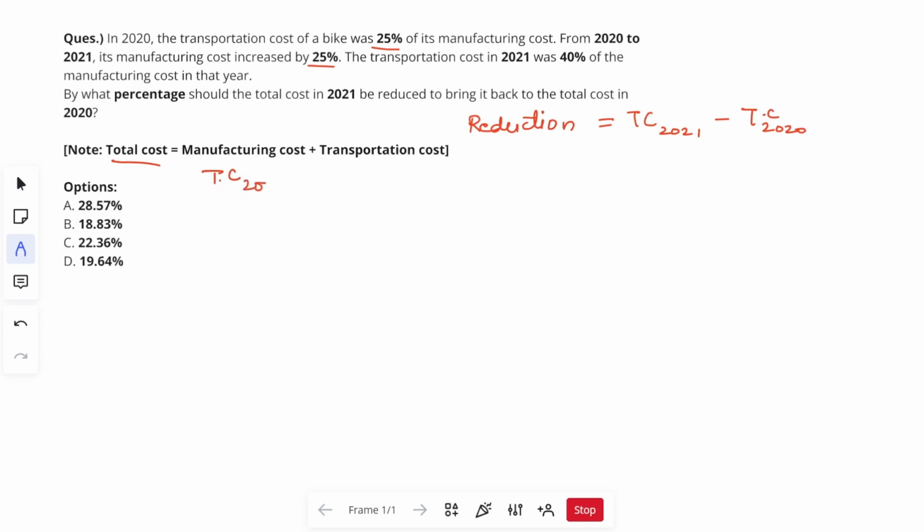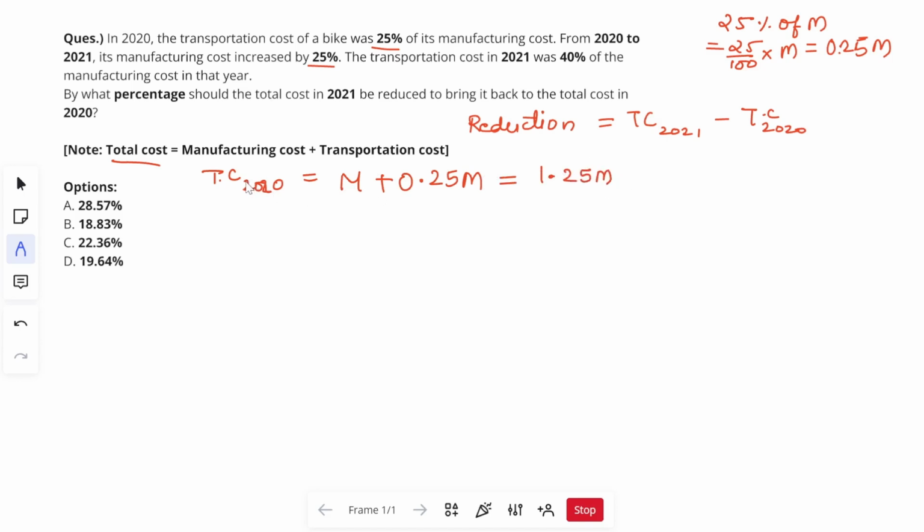So the total cost in 2020 will be equal to what? Manufacturing cost in 2020 is not given, so let's suppose it to be M. Because it is given as 25% of manufacturing cost. Directly the manufacturing cost is not given, so we are considering it M, and then 25% of manufacturing cost can be written as 0.25 M, right? 25 divided by 100 into M, which is 0.25 M. So that is how I've directly taken it as 0.25 M. Now this is the total cost in 2020. If we simplify it, we get 1.25 M.